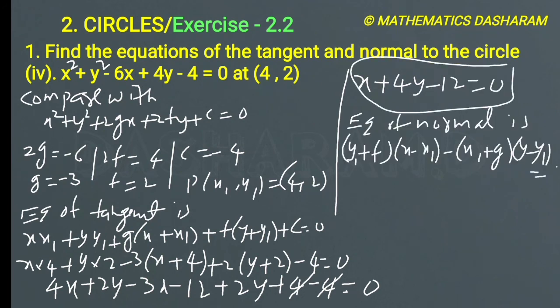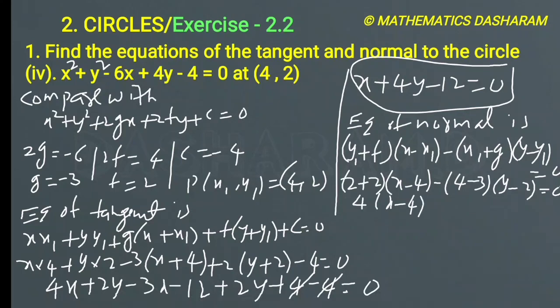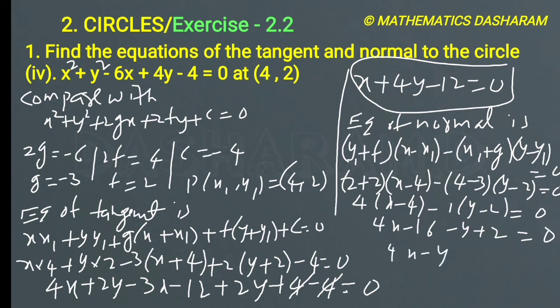Next, the equation of a normal formula. Substitute the values in this. So 2 + 2 is 4, bracket of (x - 4), next -4 - 3 is... 1, bracket of (y - 2) equals 0. So 4x - 16 - y + 2 equals 0. So 4x - y - 16 + 2 is -14, equals 0, is the equation of the normal.